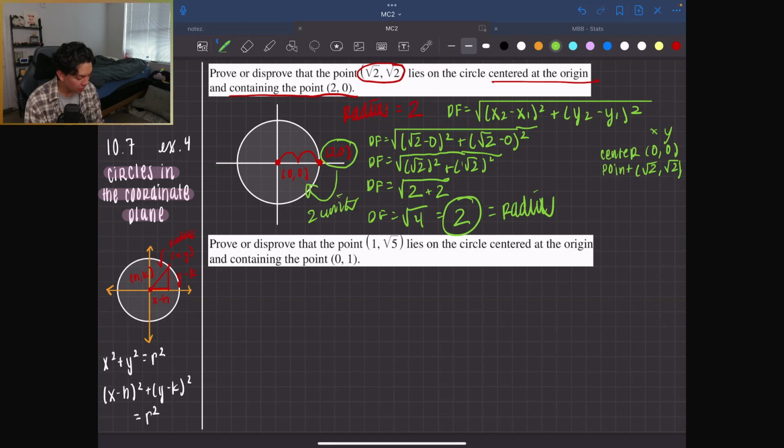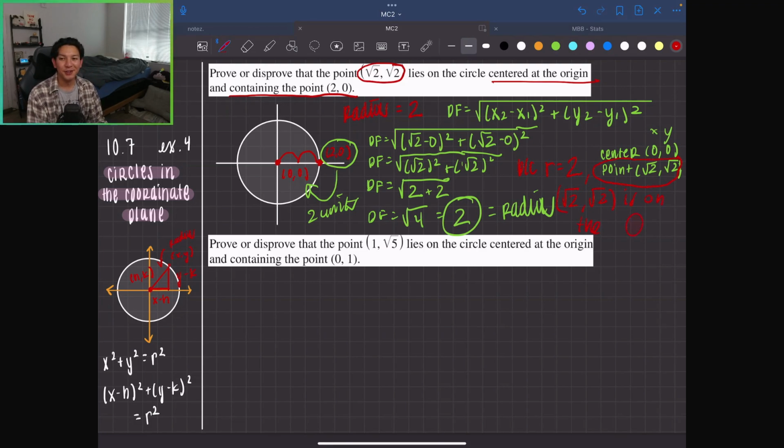and this right over here, this root 2 comma root 2, is also 2 units away, that means that root 2 comma root 2 is on the circle. So we can say now that because the radius is also 2, because r also equals 2, root 2 comma root 2 is on the circle.